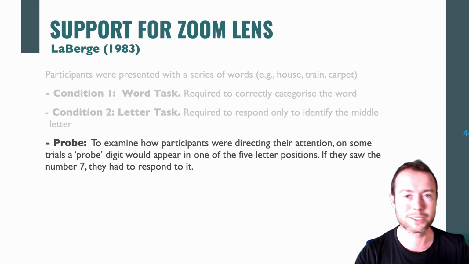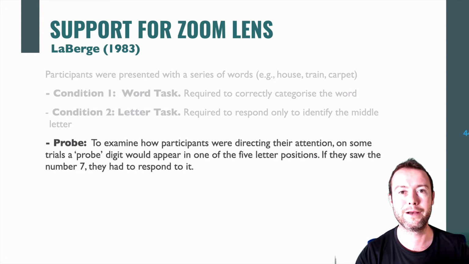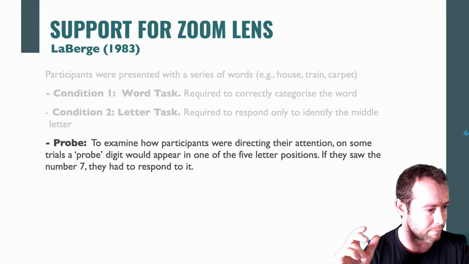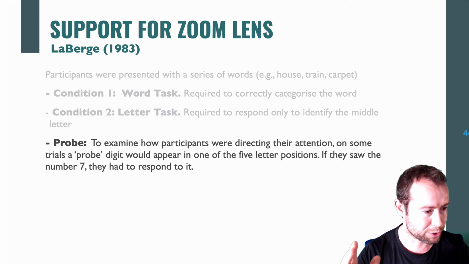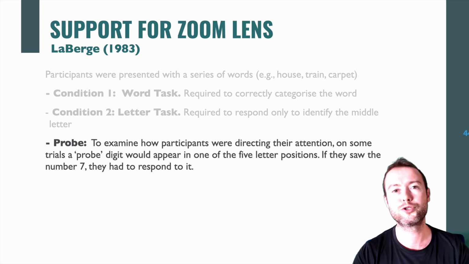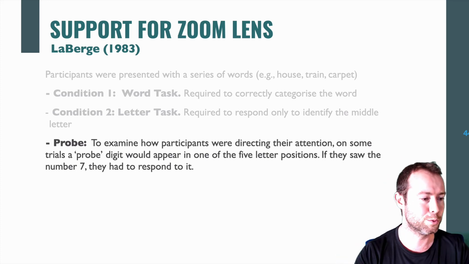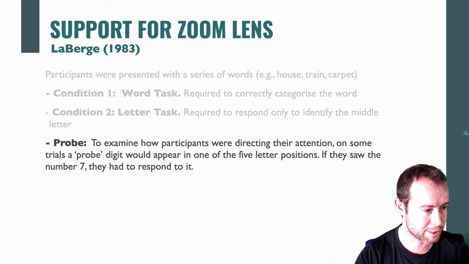Now the trick in here is that sometimes they would insert a probe, and I don't mean this in a kind of alien way, but to examine how participants were directing their attention, on some trials a probe digit would appear in one of the 5-letter positions.